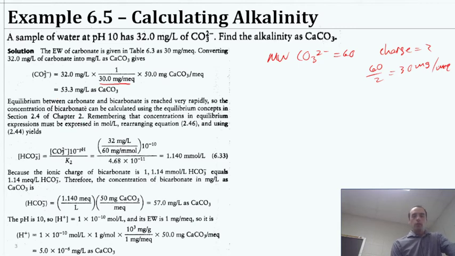Okay, so it goes on and describes this equilibrium between carbonate and bicarbonate. And then it's essentially setting up exactly what I showed you. We have that bicarbonate equals CO3 2 minus times the 10 to the minus pH for the amount of H plus here, divided by that K2.